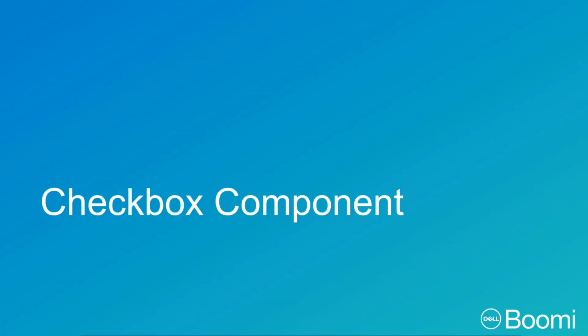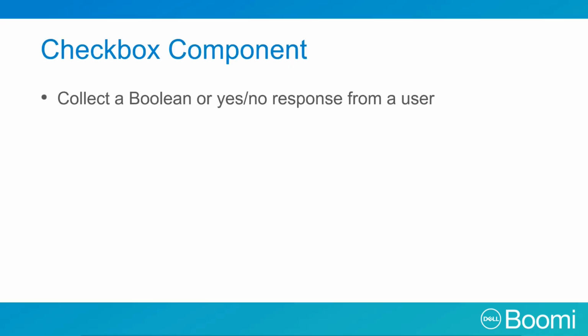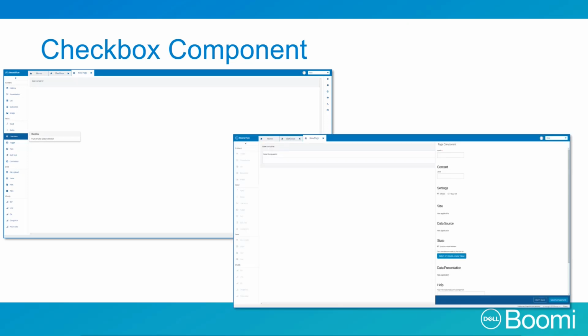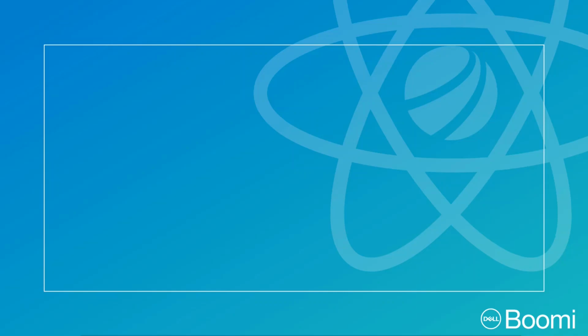In this section, we will speak about the checkbox page component. The checkbox component allows you to collect a Boolean yes or no response from a user when the user ticks or unticks a box. The checkbox component can again be found on the left-hand toolbar of the page layout screen within the Input section. Dragging and dropping the component into a container will open the Page Component window for the checkbox component, where the configuration details and Boolean value for the checkbox will be entered.